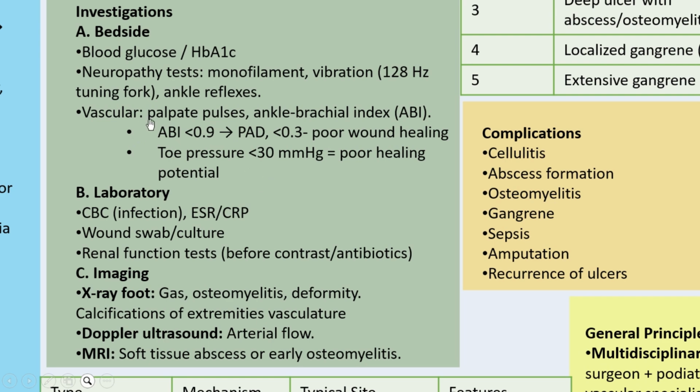Then for the vascular, we want to palpate the pulses and do the ankle brachial index. So we find that whenever we have an ankle brachial index less than 0.9, that is the ratio of the pressure at the ankle to the pressure at the brachial artery, you have suspicion of occlusion, that is peripheral arterial disease. And when it's less than 0.3, poor wound healing is going to occur. And some people say you can just measure a toe pressure. If it's less than 30 millimeters of mercury, we have poor healing potential.